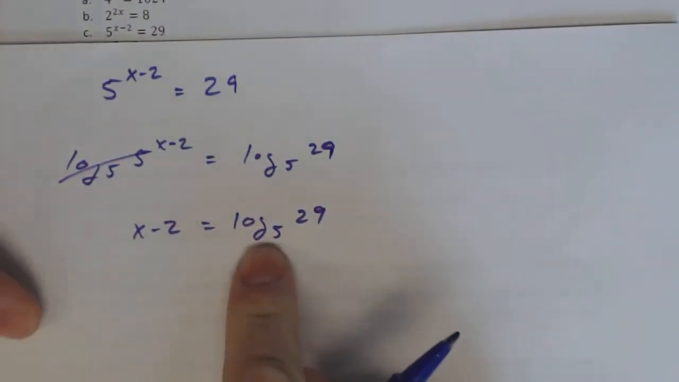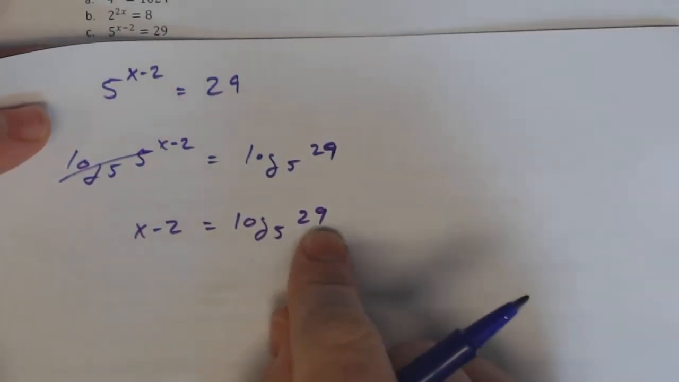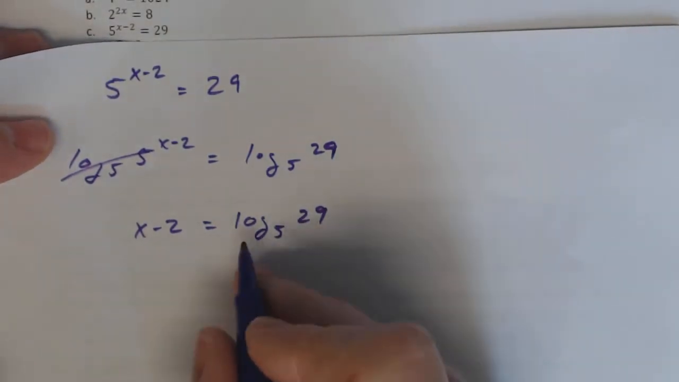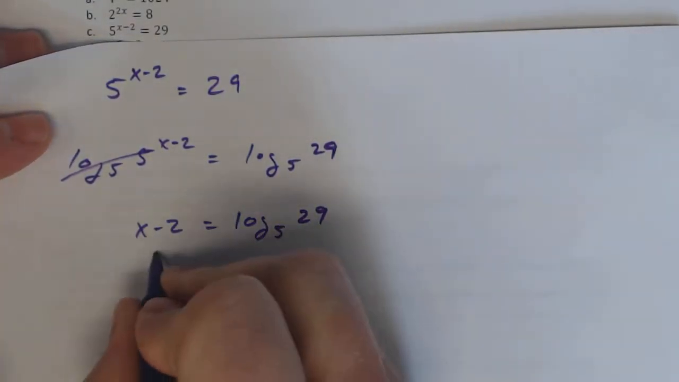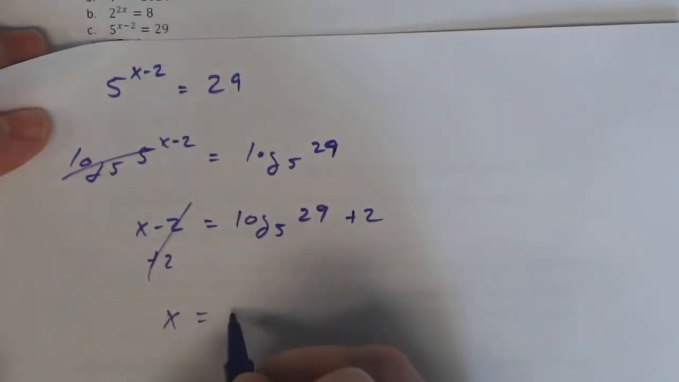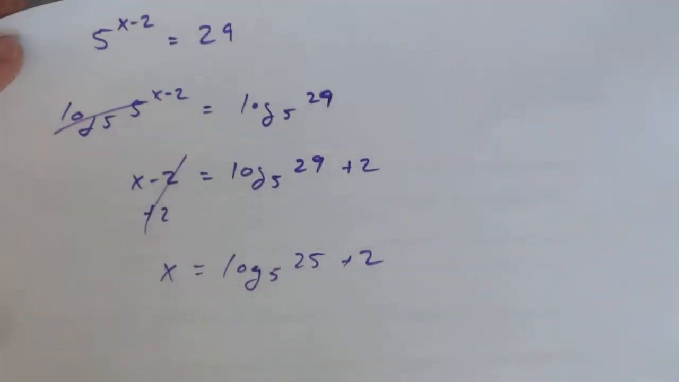Now this is not going to be a nice number. What power on 5 gives me 29? 2 point something, but it's going to be 2 point blah blah blah. So I'm going to leave it as log base 5 of 29, and then I'm going to add 2 to both sides. My x is equal to log base 5 of 29 plus 2.